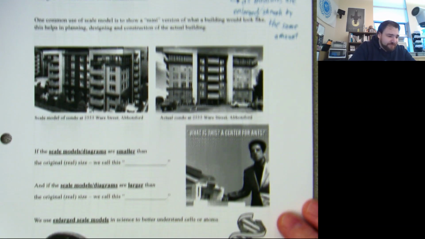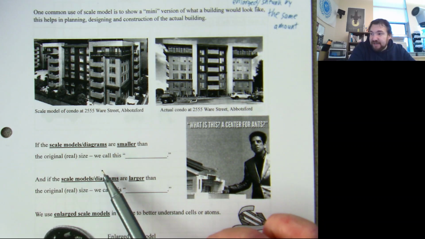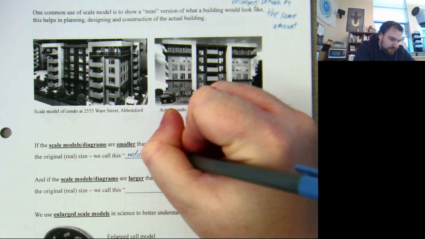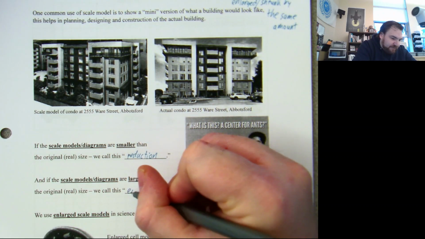So if the scale models or diagrams are smaller than the original or real size, we call this a reduction, which I think makes a lot of sense. And if the scale or diagrams are larger than the original, we call this an enlargement.